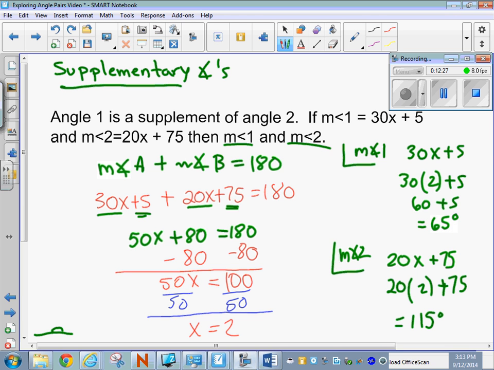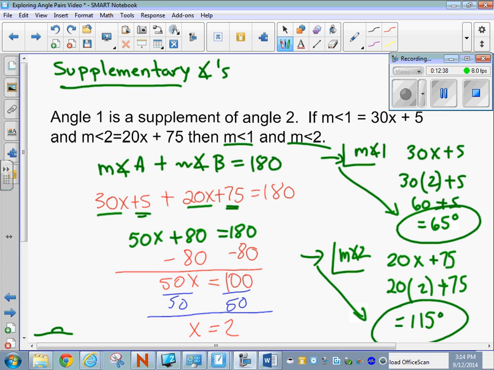And there you have it. Two answers. Let's circle. Because I have my work area clearly designated, I know that the answer here is for that one and that one. Otherwise, you're going to have to write in, the measure of angle 1 is equal to 65, circle it. The measure of angle 2 is equal to 115, so that I can clearly see it.